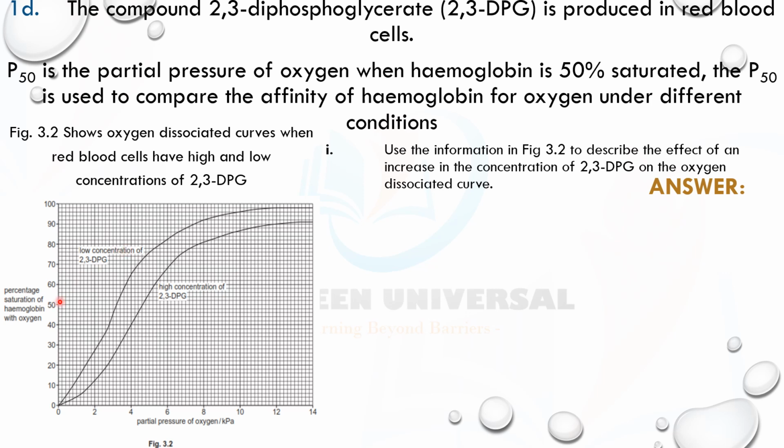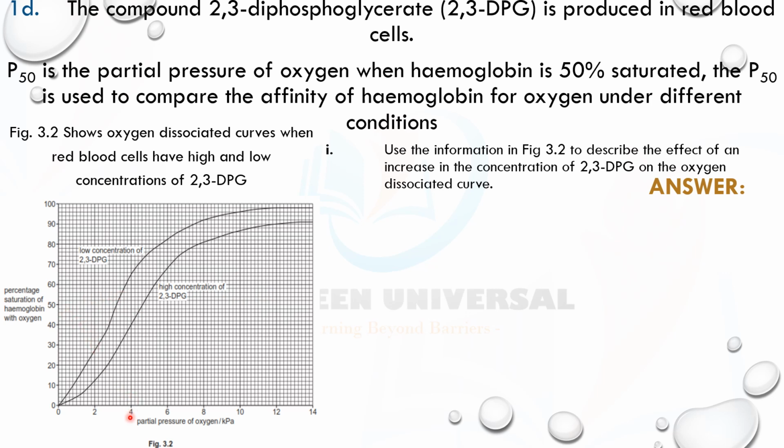So if you check at low concentration of 2,3-DPG, let's check the P50. The P50 here is 3.2, somewhere here. But when there's high concentration of 2,3-DPG, it is about 4.2. Just trace it down. Pause the video and trace it down. That's about 4.2, right? So they are now asking us to use the information to describe the effect.